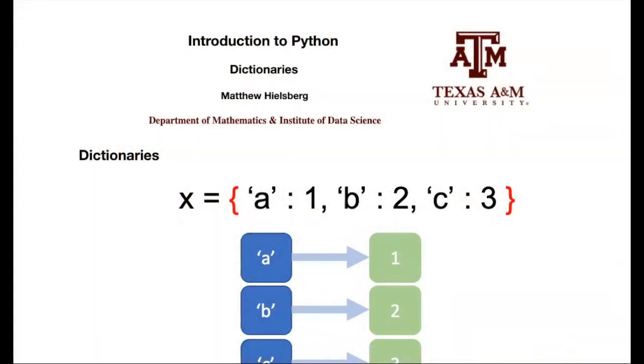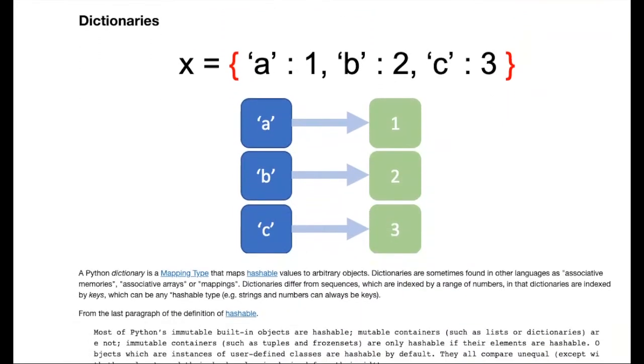In this video, we're going to discuss Python dictionaries. A dictionary is a mapping type which maps keys to values. The keys of a dictionary are any hashable value, and the values can be of any type. So in the graphic here, we see that a dictionary is defined using curly braces, and between those braces, we have a comma-separated list of key value pairs, where each key value pair is separated by a colon.